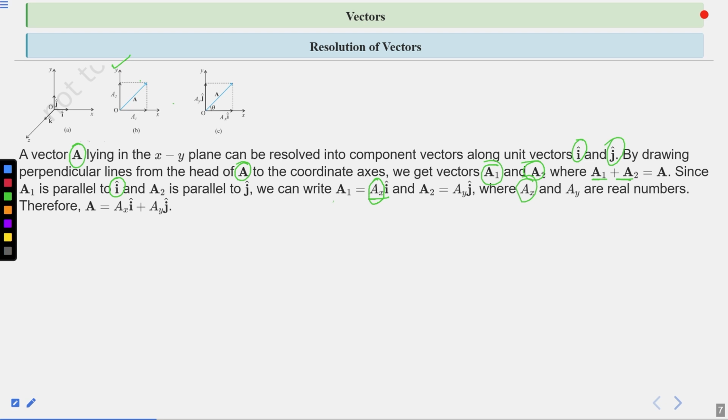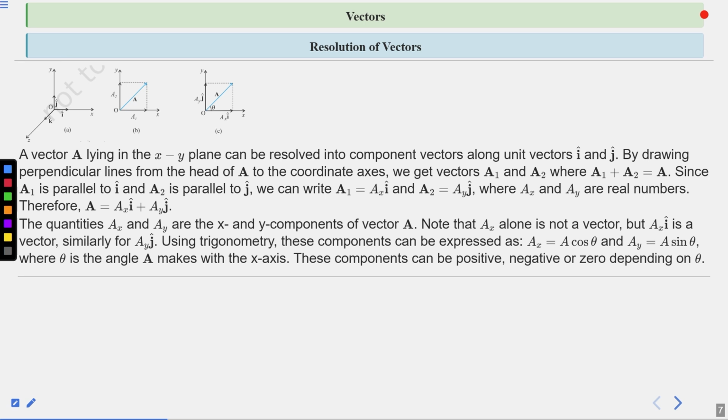I hope this is clear. The quantities Ax and Ay are the x and y components of vector A. So from this equation, this is along the x-axis and this is along the y-axis. The important point here is this: Ax alone is not a vector, but Ax i cap is a vector. Similarly, Ay j cap is a vector.